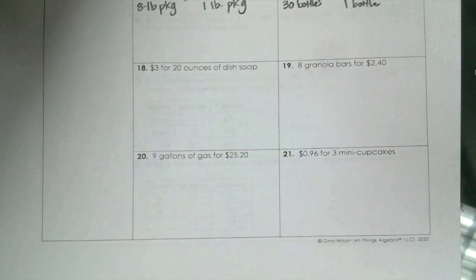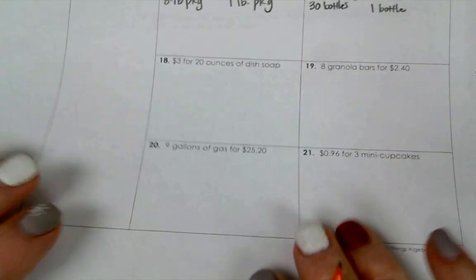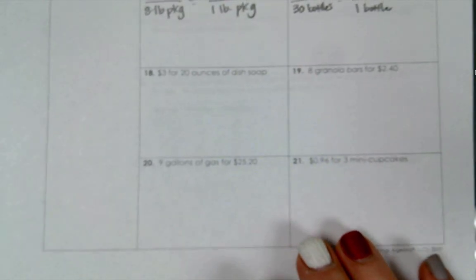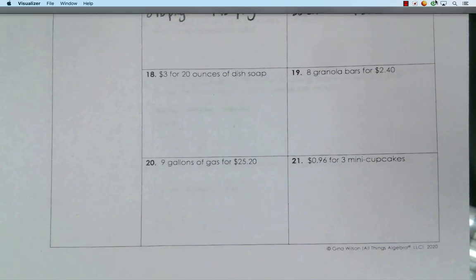And now on your own, you need to do 18 through 21. We're going to stop there. That is unit rate and unit price.